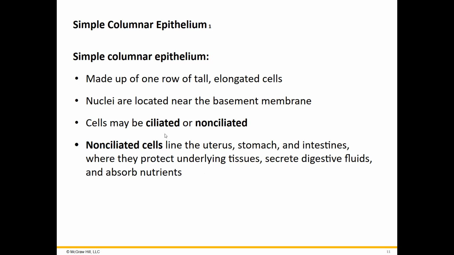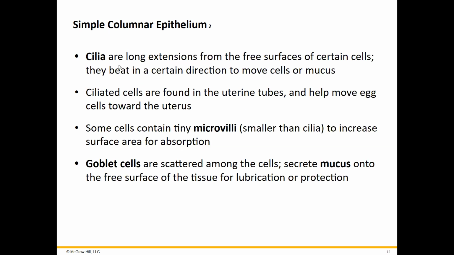Okay, remember, ciliated is about moving things. Microvilli is about absorbing or secreting even. So cilia, remember, are long extensions of the free surface. They beat in a different direction. I described it as like when the wave is being done at a baseball game, right? They beat in a different direction or in the same direction together to move cells or mucus in a direction. A ciliated cell might be found in the uterine tubes, the fallopian tubes, right? Because they beat the egg down away from the ovary and towards the uterus.